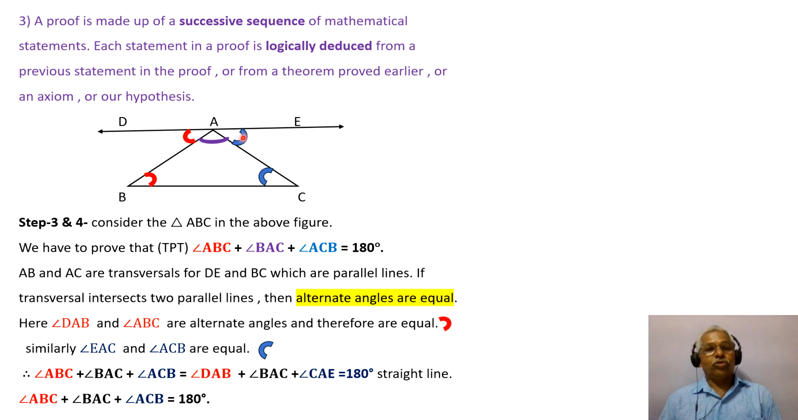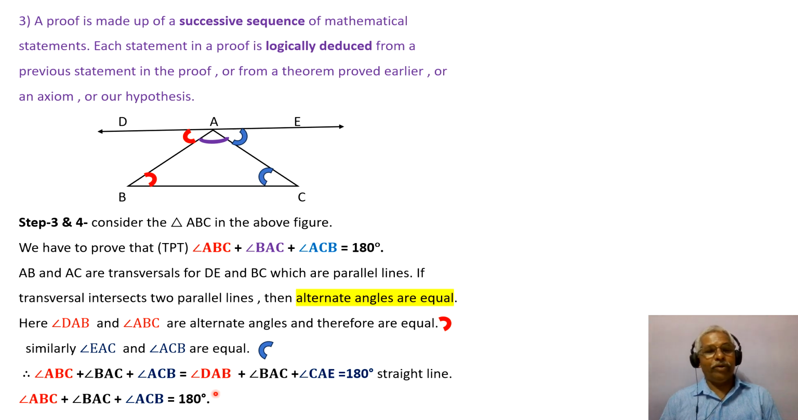So what are the alternate angles? See here. Here DAB, red one, is alternate to ABC. And as we have proved earlier, these are alternate angles and therefore are equal. So concentrate on red angles. Similarly, for these two angles, EAC and ACB, these are alternate and hence are equal.